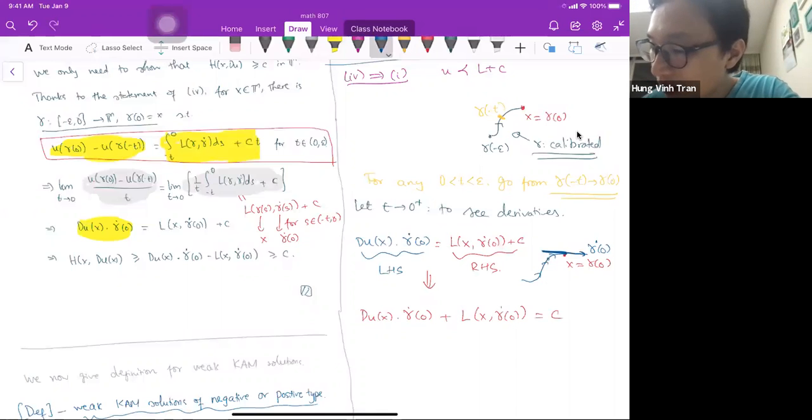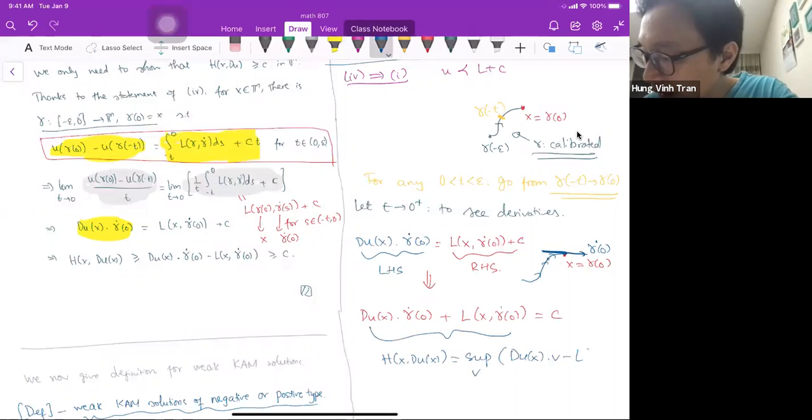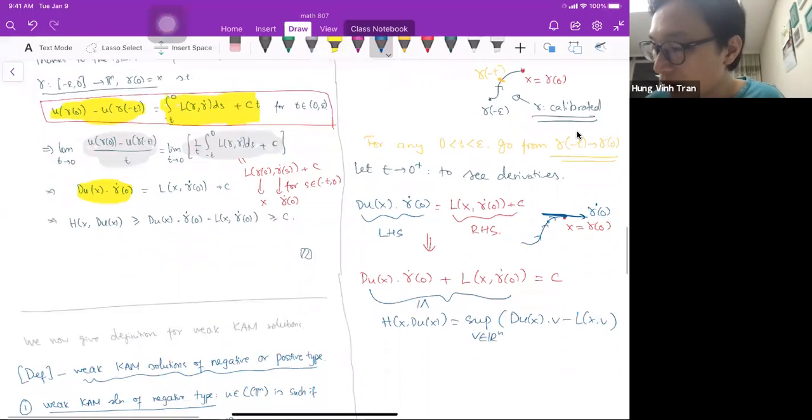And by definition of the Hamiltonian, recall that H of x, du_x equals the supremum over all v of v dot du_x minus L of x, v. So the top one is going to be less than or equal to the bottom one, right? Because the bottom one is the supremum over all vectors v. So we concluded that H of x, du_x is greater or equal to c, okay?